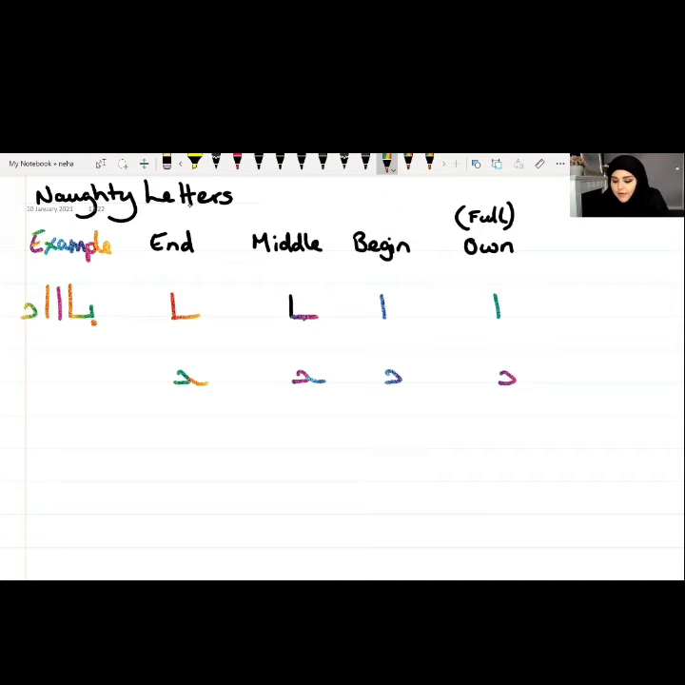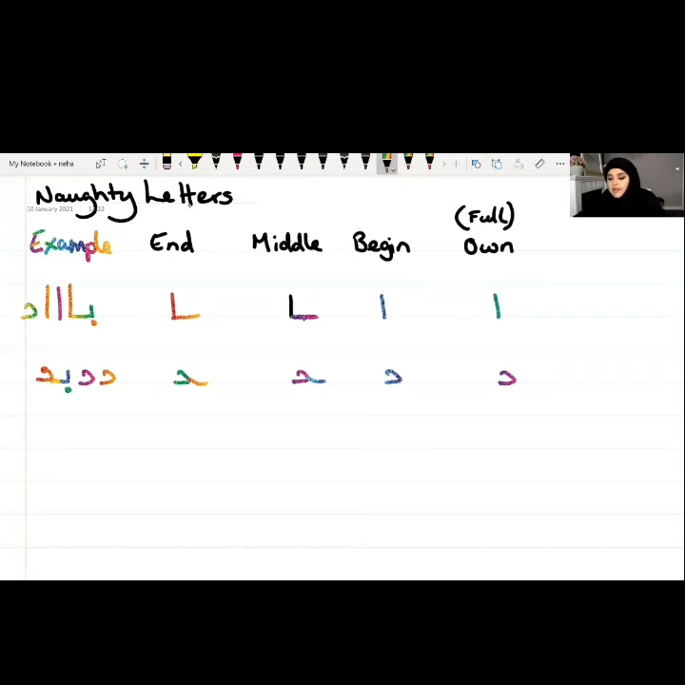Good. And then here again, if dal is the first and if dal is the second, no connection. Ba is able to connect, but we cannot because dal won't connect. Dal is the naughty letter. But after ba, we can connect dal again. Yeah, that's an example of connect and no connect.